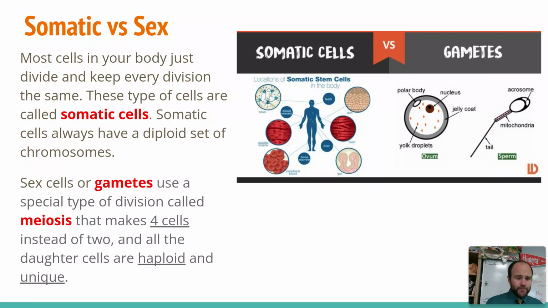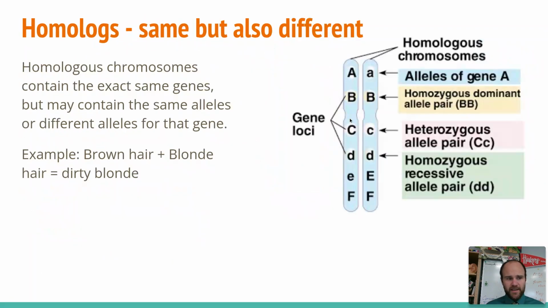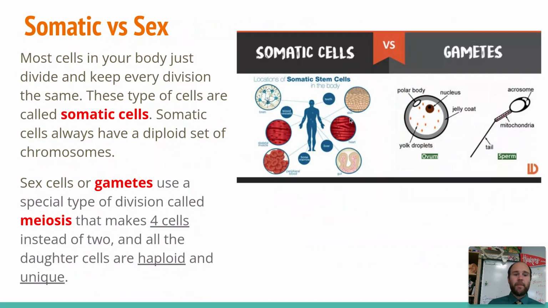So when we're talking about what types of cells these are going to result in, and whether they are going to have 23 chromosomes or all 46, that's going to depend on whether they're a somatic cell or a sex cell. Most of the cells in your body are somatic cells. Somatic cell means they have a diploid set of chromosomes, or a full set of chromosomes, and they are all your regular tissues.